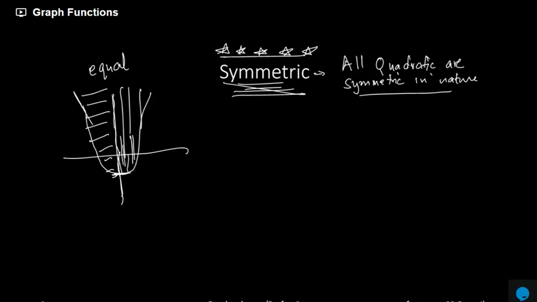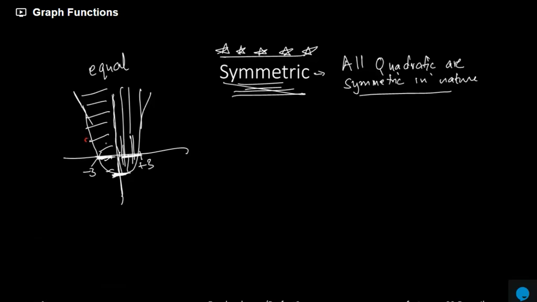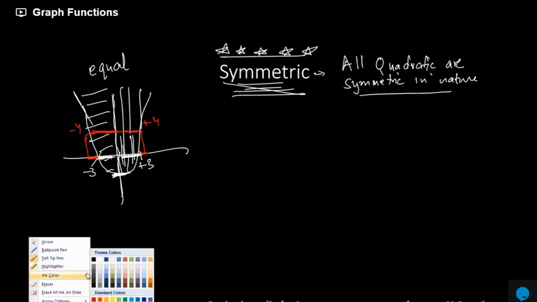So let's suppose if this is a graph and this over here is the lowest point, then if this is minus 3, that means distance from here to here is 3. That means distance from here to here would be positive 3. Similarly, if I say that this over here is negative 4, the distance from here to here would be positive 4. Similarly, if I drop a perpendicular from here and from here, the distance from here to here will be equal to the distance from here till here.